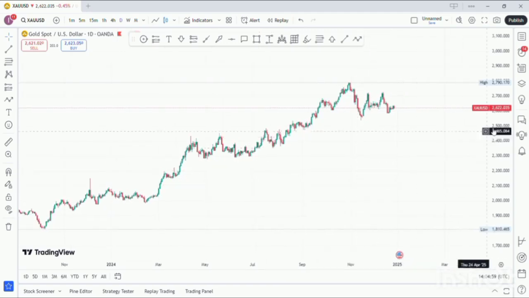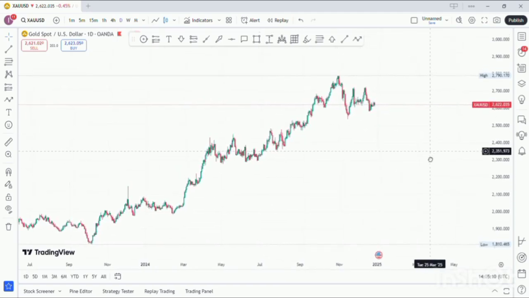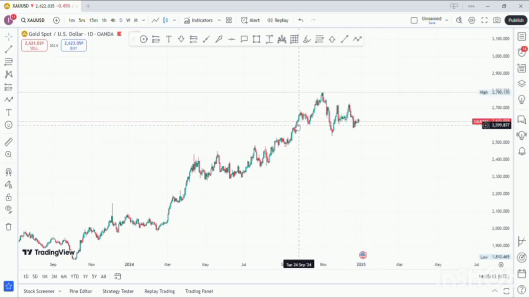Alright guys, so right here on XAU for the daily time frame, it still looks very bullish right here, but we can notice that there was a break of a support level right here.